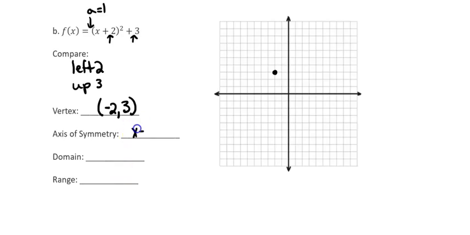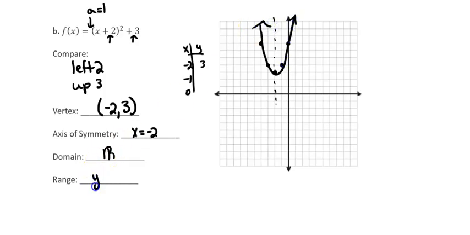So you could sit here and make a table and plug in those x values. Or the other way you can do it is, since there is no stretch or shrink, you know the shape from the vertex is over 1, up 1, back to the vertex, over 2, up 4, back to the vertex, over 3, up 9. Or if that does not make sense to you, then just pull up a table on your calculator. All right, it does open up, which we knew because our a value is positive. So it's y is greater than or equal to 3.